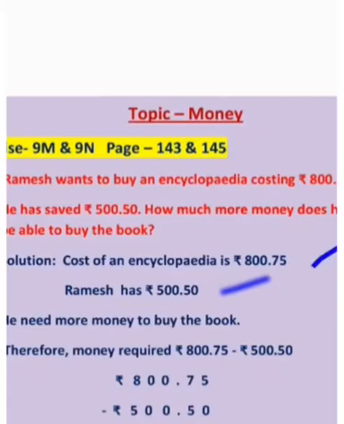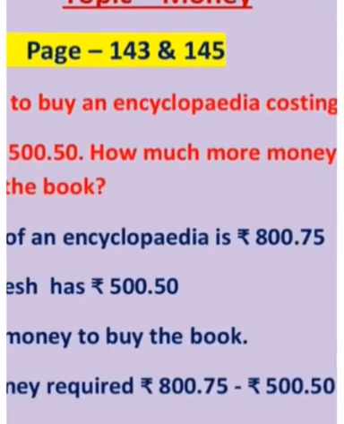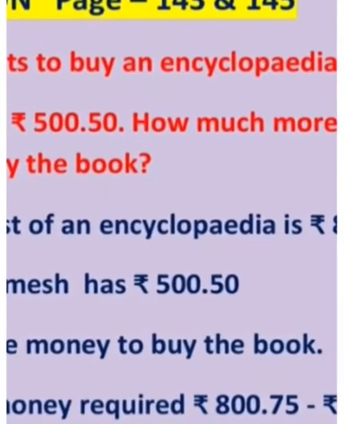So the cost of the book is more than the money which he had. So how much more does he need to buy the book? How much more? That means what to do? We have to find out the difference of these two amounts. Okay? Difference means nothing but subtraction, isn't it? So now let's see the numbers carefully and subtract the numbers.